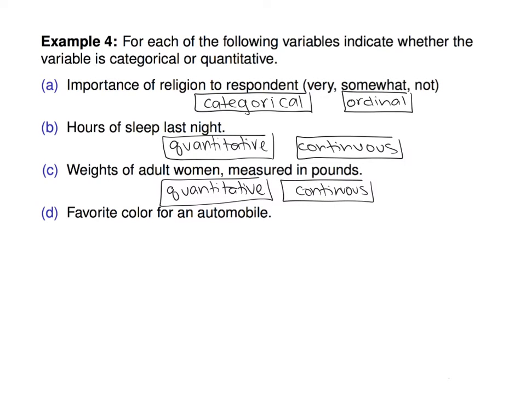Favorite color for an automobile, that is definitely categorical. You're only allowed to have one favorite. But there's no obvious order, nothing says that red comes before blue. I mean, I guess you could kind of go with Roy G. Biv order, but really, this is not ordinal.